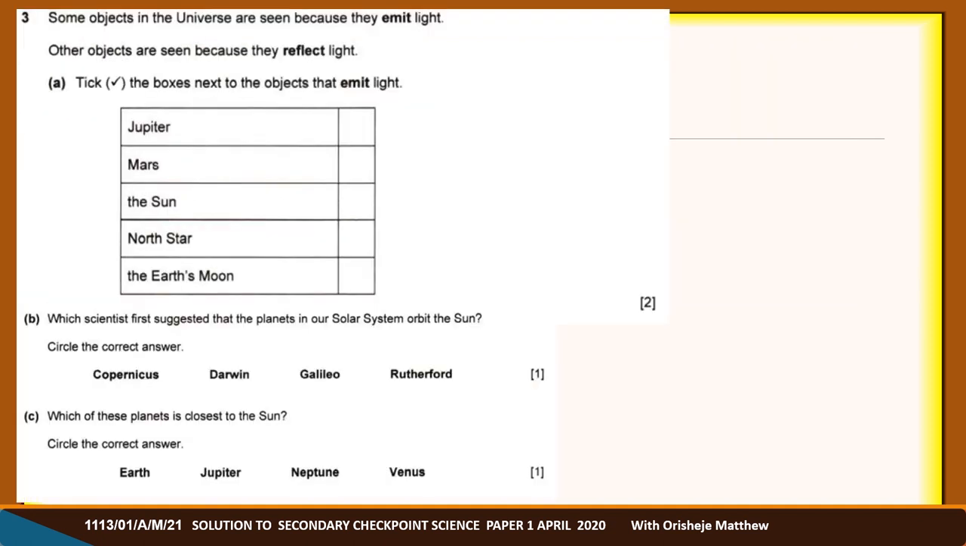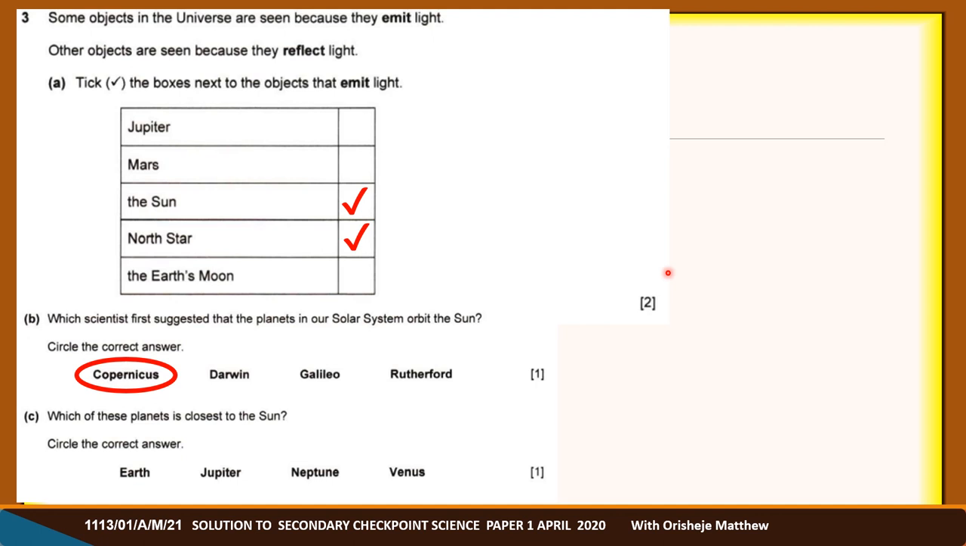Question 3. Some objects in the universe are seen because they emit light. Other objects are seen because they reflect light. Tick the box for objects that emit light, sources of light. So they have to be the stars. So you have this. The sun and the North Star. Which scientist first suggested that the planets in our solar system orbit the sun? The scientist is Copernicus.